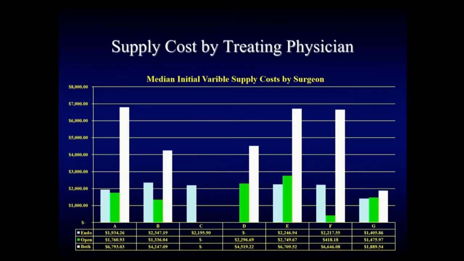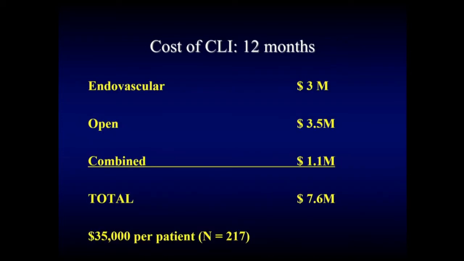That was statistically significant. And most importantly, Kenny talked a little bit about variability in practice. Look at the variability in cost. So we had one doc who used on average $2,000 worth of gadgets for a hybrid procedure, combined open and endo, and another who used $7,000. So there should be a way for us to manage this locally. The cost of CLI at a year, when we looked at all those inpatient costs, debridements, reinterventions, et cetera, for only 217 patients was almost $8 million.